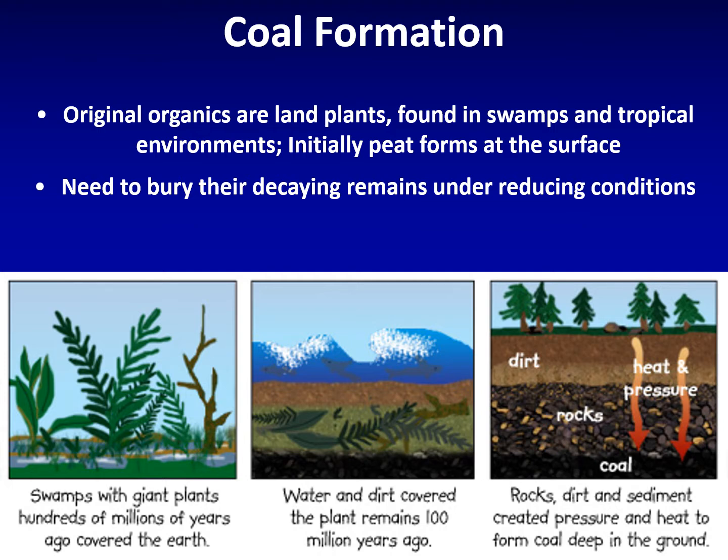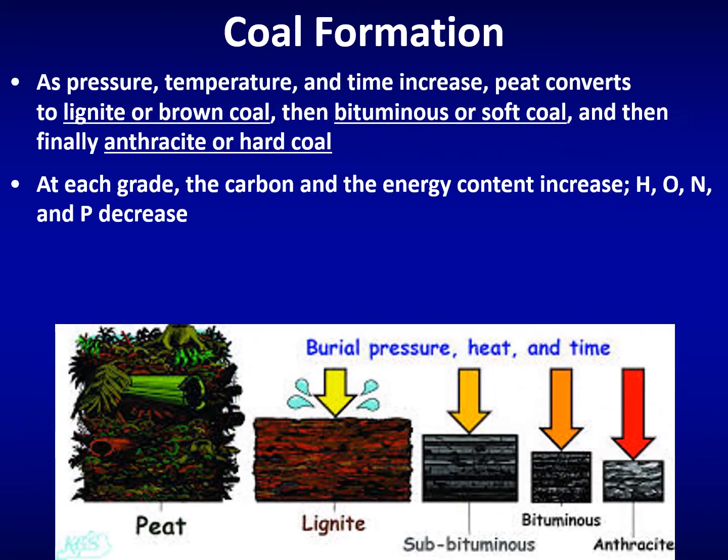Coal is formed from land plants, whereas petroleum and natural gas were formed from ocean organisms. Coal is formed from swampy or tropical environments that initially have peat that gets buried at the surface, and under reducing conditions, the buried material over time with pressure and temperature increases the grade of coal from peat to lignite or brown coal, then to bituminous coal or soft coal. As the pressure, temperature and time increase, you end up at anthracite or hard coal.